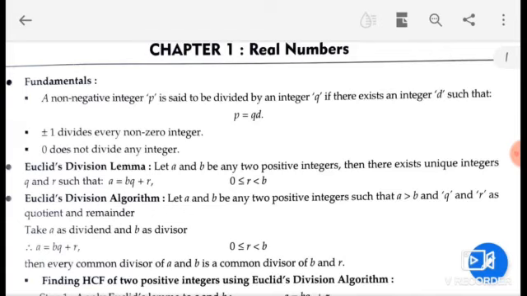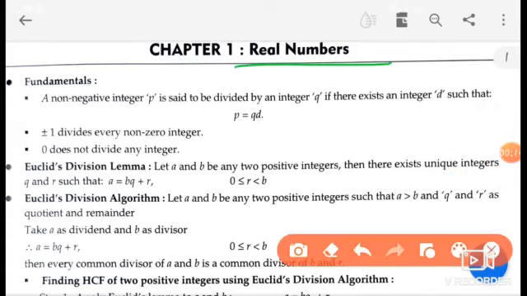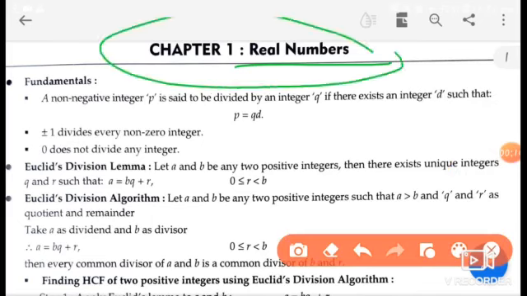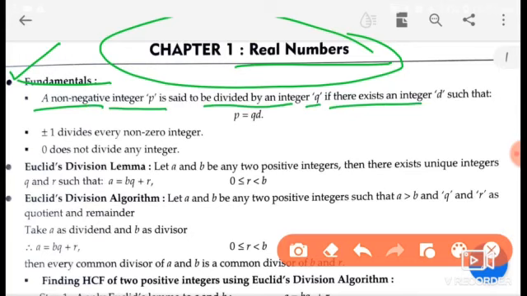So, let us start chapter 1, Real Numbers. Before we start the exercise, before we solve the questions, let us start with the theoretical portions, the fundamentals. A non-negative integer p is said to be divided by an integer q if there exists an integer d such that we can write p is equal to q into d. You already know that from previous classes.